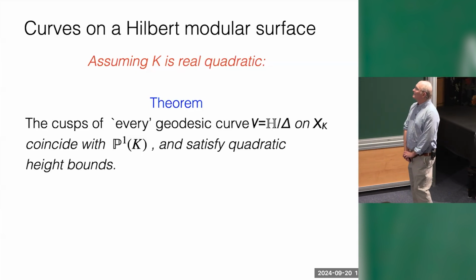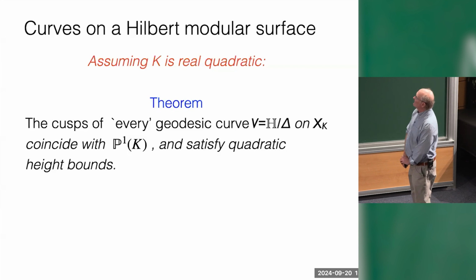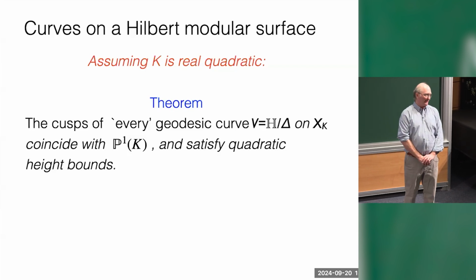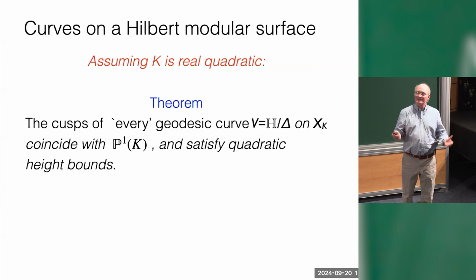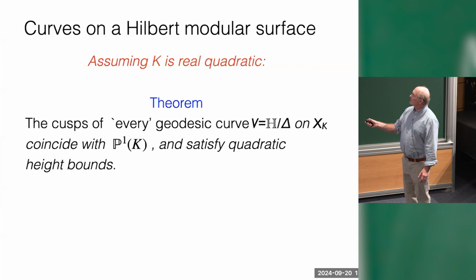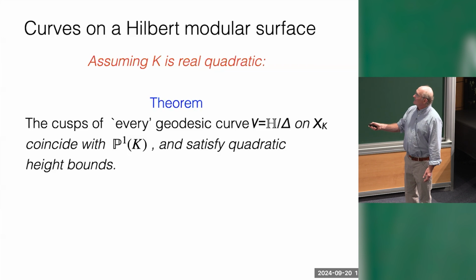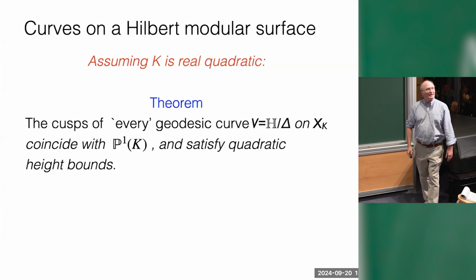What is delta? Delta is, there was a subscript of 5 there before. So delta is a discrete group acting on the hyperbolic plane. So V is a curve of higher genus, so it's hyperbolic, so it can be expressed as the quotient of the upper half plane by a discrete group. And in fact, because this is a geodesic curve, this discrete group can be taken to be a subgroup of SL2OK.